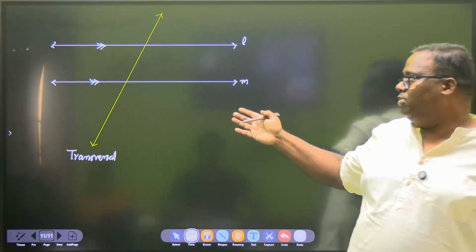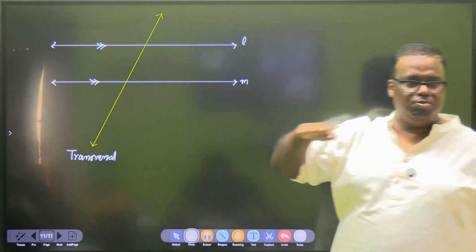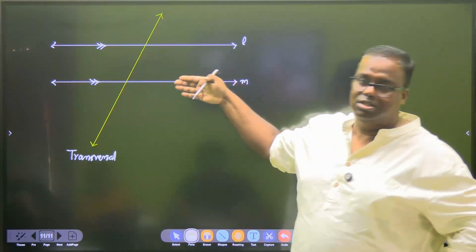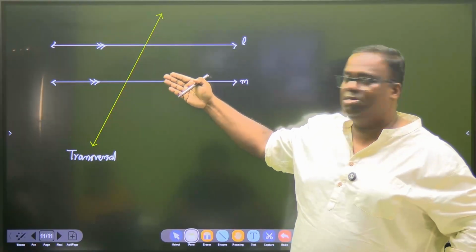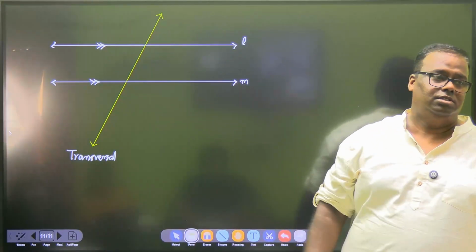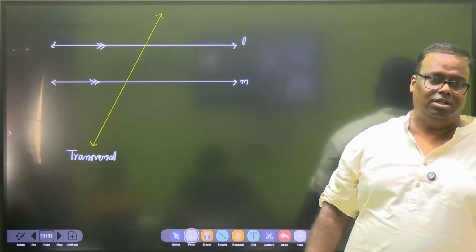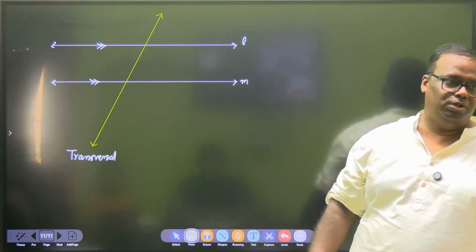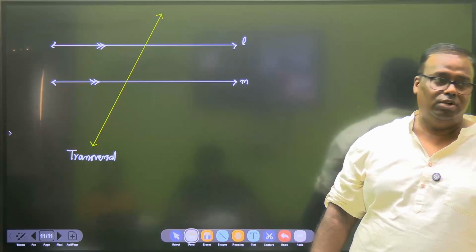In reality, these parallel lines may be in a slanted manner. You have to hunt for this formation. It may not be so easily visible to you, but it will be there. You have to hunt for this formation.